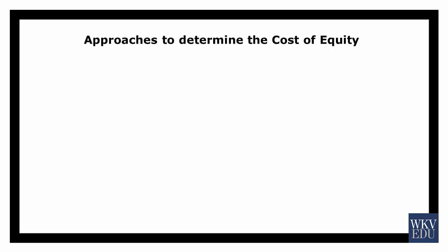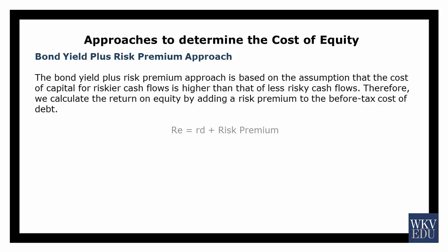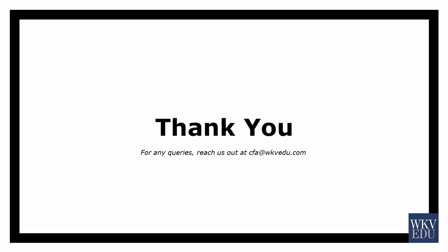We finally come to the last method, which is the bond yield plus risk premium approach. The bond yield plus risk premium approach is based on the assumption that the cost of capital for riskier cash flows is higher than that of less risky cash flows. Therefore, we calculate the return on equity by adding a risk premium to the before tax cost of debt. The return on equity is the return on debt before tax plus a risk premium. A simple plug and play of formulas will give you the answer of return on equity with the help of the bond yield plus risk premium approach.